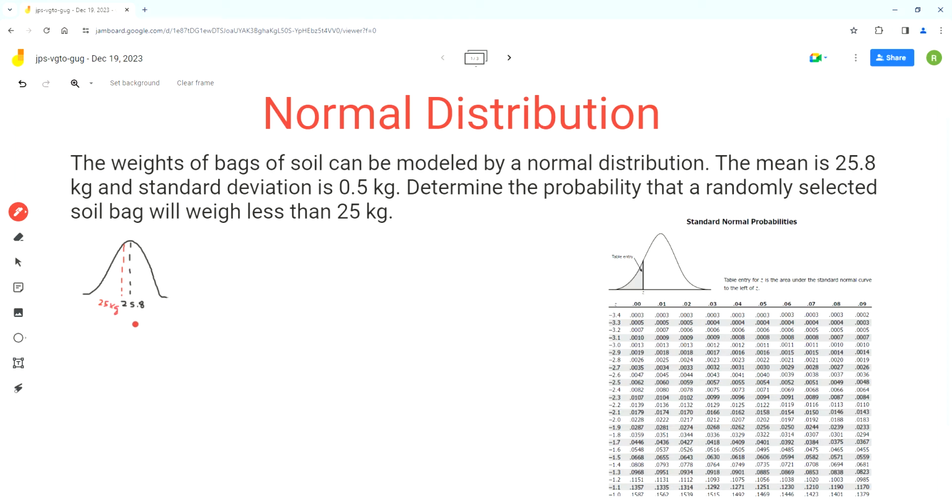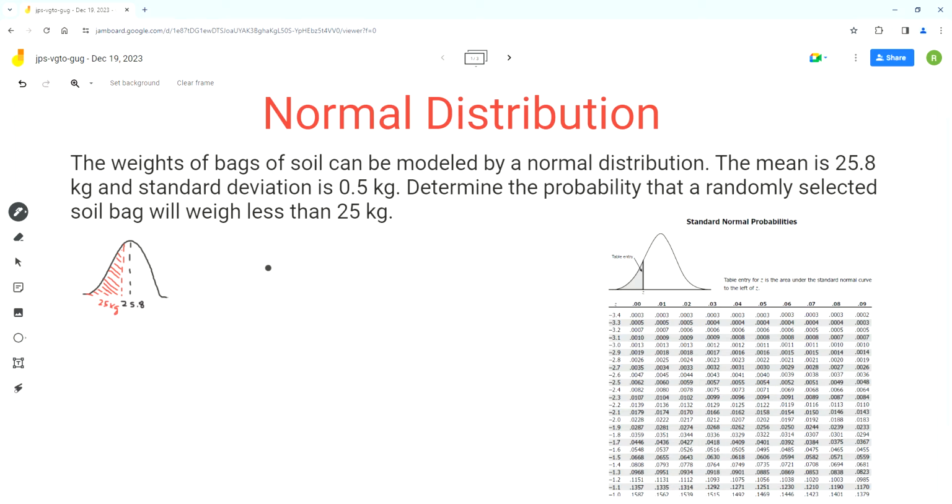Now since we have to calculate the probability that the randomly selected soil bag will weigh less than 25 kg, in terms of normal distribution, we have to find the area of the curve to the left side of 25 kg. So we have to calculate the area of this shaded region. So the first step here is to calculate the z-score for the given information.